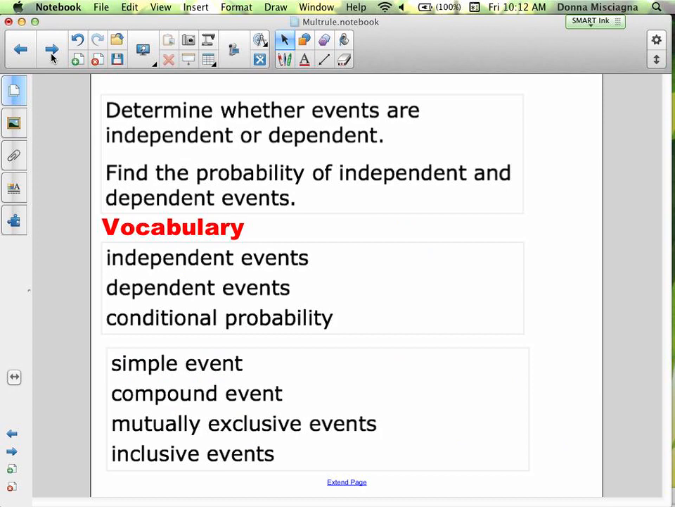All right, so we're going to determine whether events are independent or dependent, find the probability of independent and dependent events, and we're also going to find conditional probability as well. So some vocabulary words: independent events, dependent events, conditional probability, simple event, compound event, mutually exclusive events, and inclusive events. So we'll still review the mutually exclusive and inclusive events, as well as some new things: independent and dependent and conditional. Independent and dependent didn't play into the addition rule, but plays into multiplication.